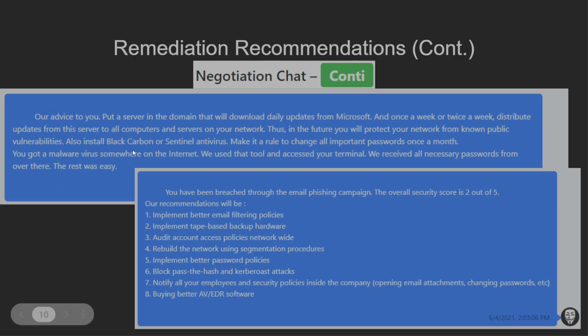Also install Carbon Black or Sentinel Antivirus. I like how they were specific there. That's quite funny. Make it a rule to change all important passwords once a month. You got a malware virus somewhere on the internet. We used that tool and accessed your terminal. We received all necessary passwords from over there. The rest was easy. You got a virus, a malware virus somewhere on the internet.